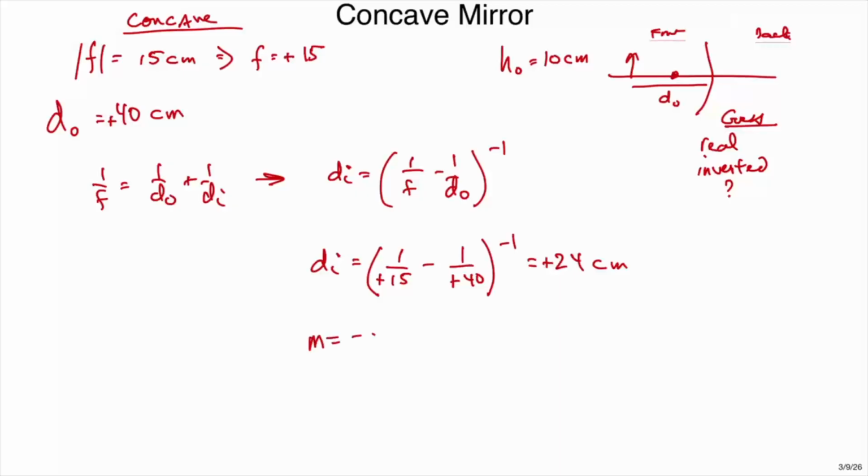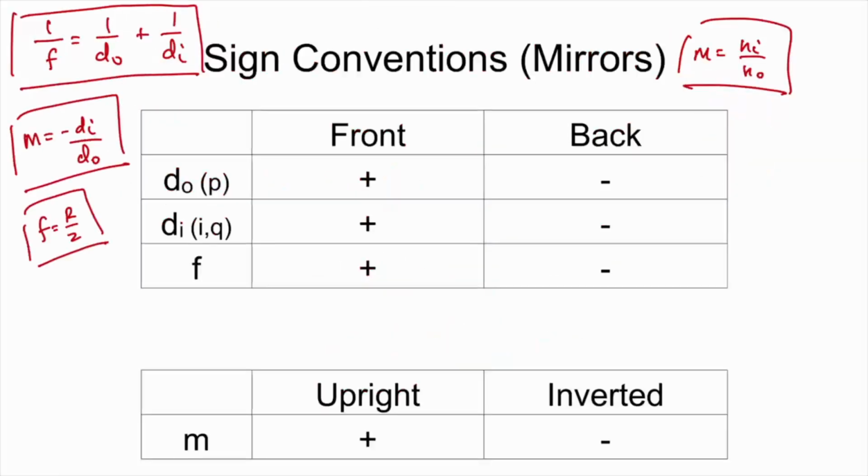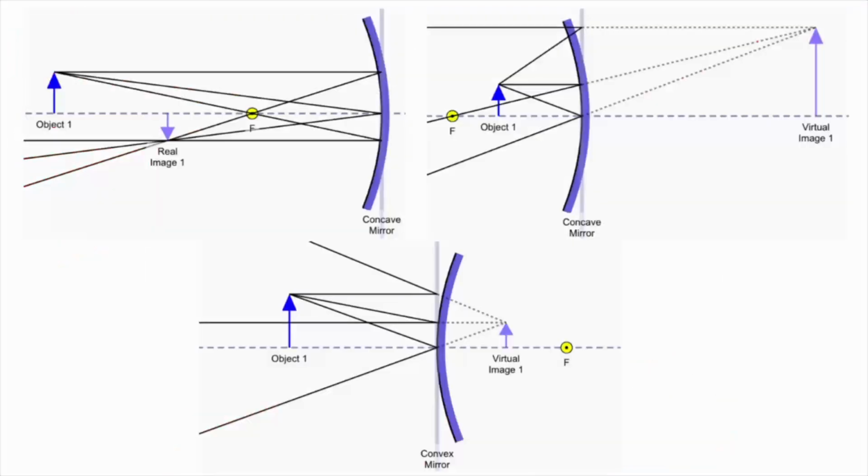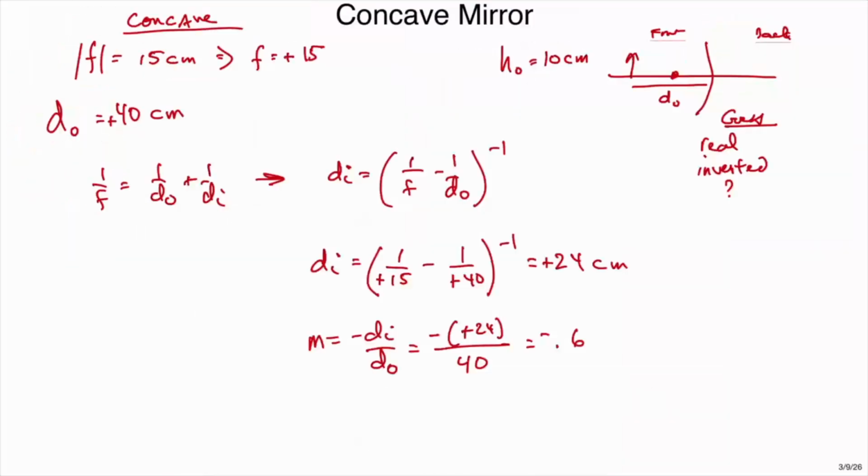Magnification: negative image distance divided by object distance. That's a minus a positive 24 divided by 40. And I got negative 0.6. Okay? So, what does the negative sign on the magnification mean? It's inverted. And is it inverted in our picture? Sure is. Okay? Magnification has no units. I divided a centimeter by a centimeter.